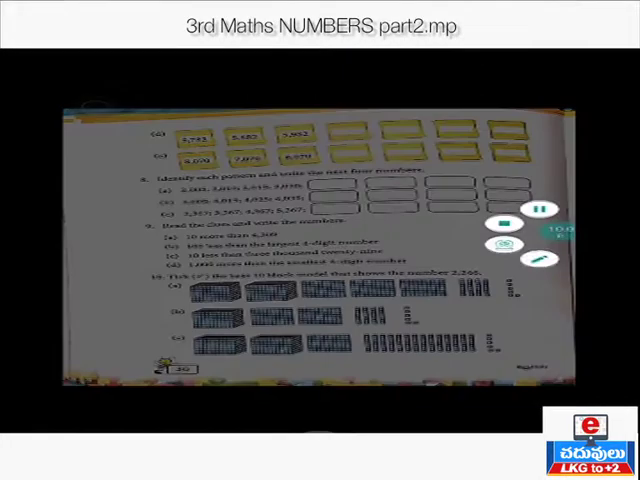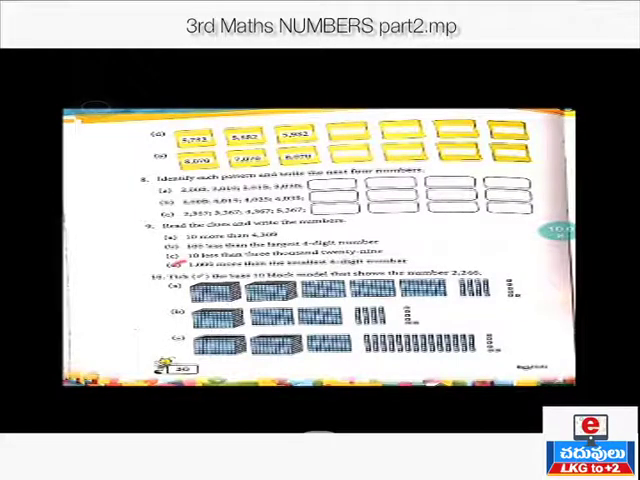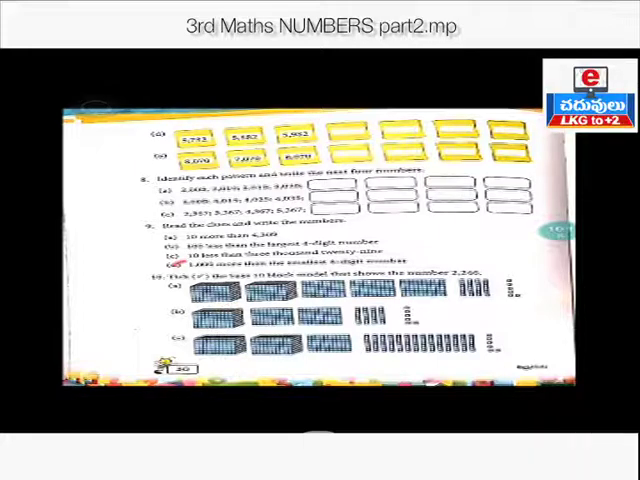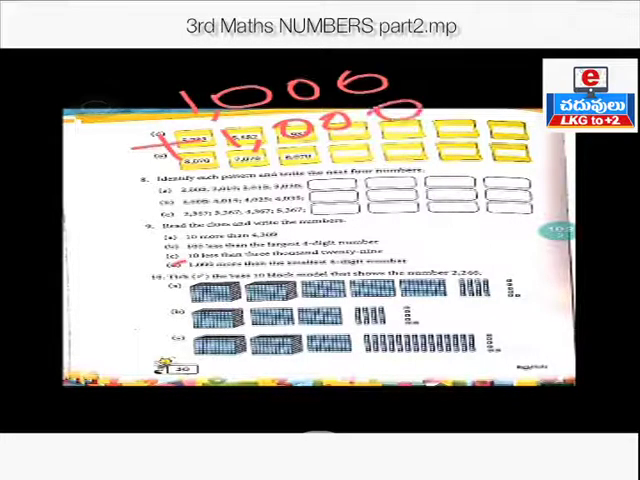Next, see the D1. Here D1, 1000 more than the smallest 4-digit number. So what is the smallest 4-digit number? That is 1000 only, no? So what they asking? What they given clue? 1000 more than. 1000 more than means add 1000. Here see, 0 plus 0, 0 plus 0 and 0 plus 0, 1 plus 1, 2. So what is the answer? 2000. Up to here, understood children?